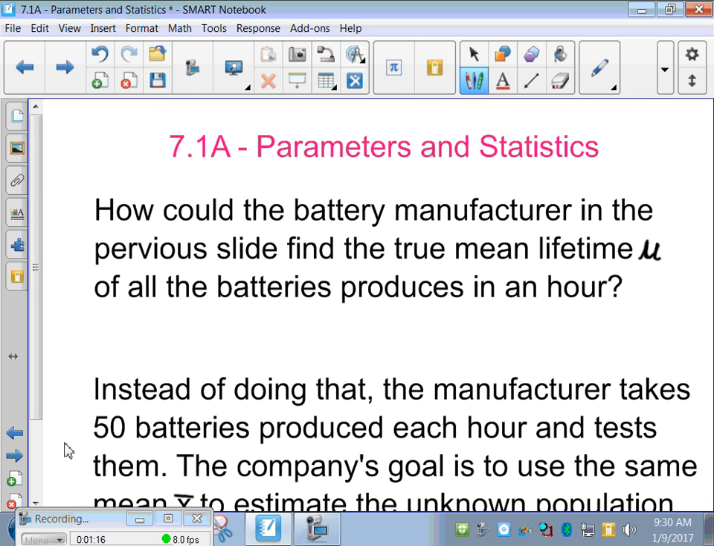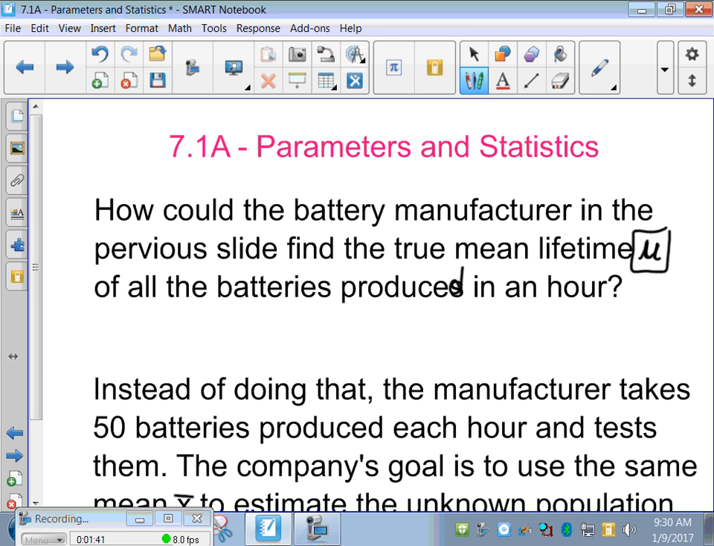All right, so how could the battery manufacturers in the previous slide find the true mean lifetime, which is called mu, of all the batteries produced in an hour? Okay. So mu, you guys, we are going to start to differentiate between x bar and mu, and now you have to know the difference. So it kind of was interchangeable before. Now you have to know the difference.